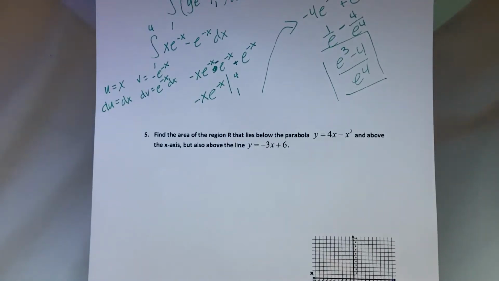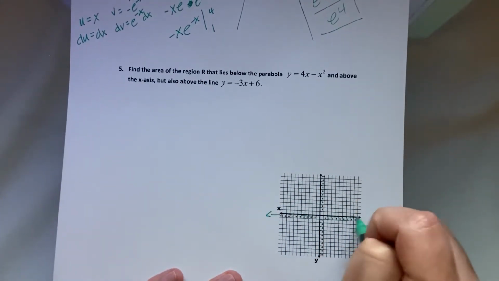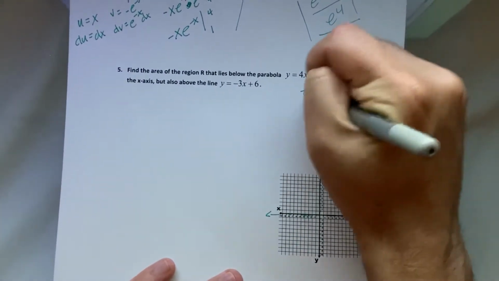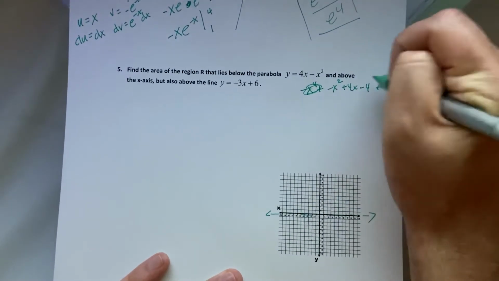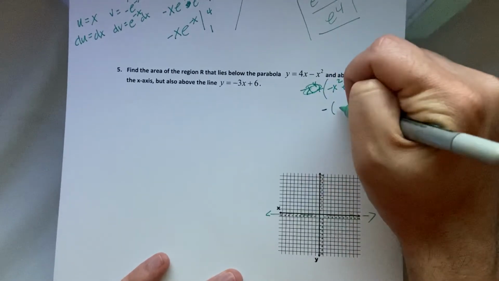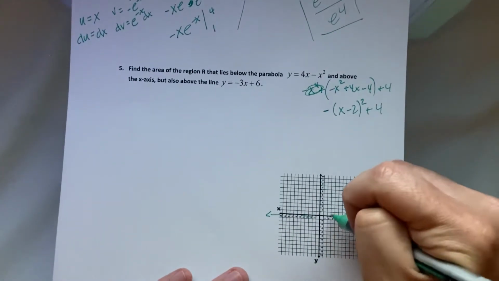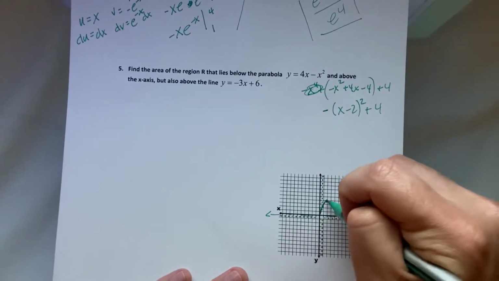Find the area of the region R that lies below the parabola y equals 4x minus x squared and above the x-axis, but also above the line y equals negative 3x plus 6. If we draw a picture of this, we know above the x-axis, below 4x minus x squared, that's negative x squared plus 4x minus 4, and then plus 4. Namely, this is negative (x minus 2) squared plus 4. So it has a center at (2, 4). And it's a downward facing parabola, so it should look like this.